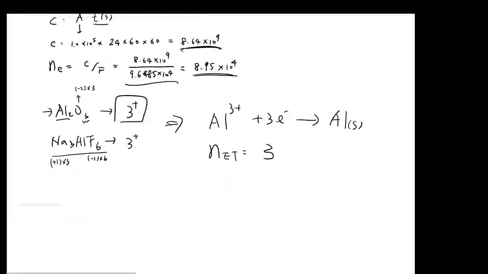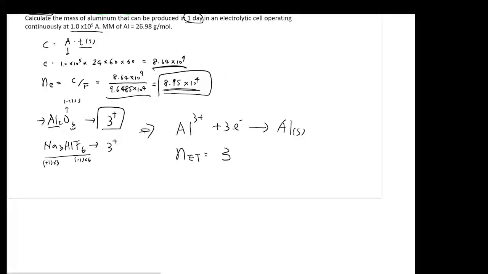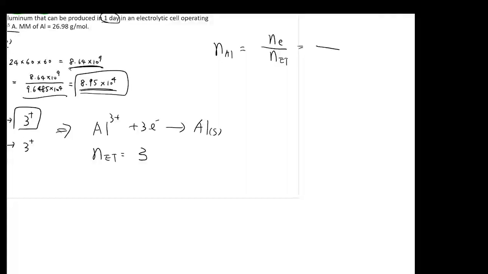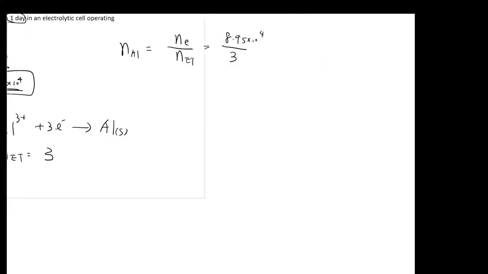Therefore, the number of moles of electrons transferred for this reaction will be 3. Since you know how many electrons you are going to provide, we can calculate the number of moles of aluminum, which equals the number of moles of electrons divided by the number of moles of electrons transferred in this reaction. That equals 8.95 times 10 to the 4th divided by 3, which gives you 2.98 times 10 to the 4th moles. Therefore, you are going to produce that many moles of aluminum.